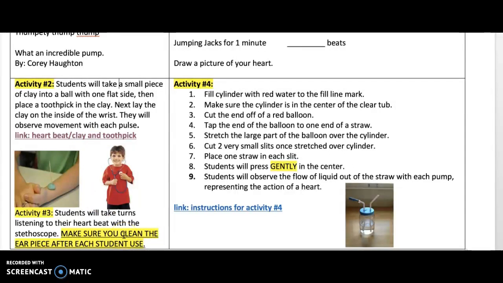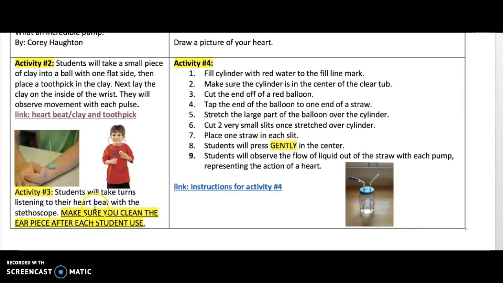Activity 3. This is all at their table. Students will take turns listening to the heart with a stethoscope. Make sure that you clean the earpieces after each student. You can take wipes and cut them into 5 or 6 or 8 little tiny pieces to save wipes. They don't need a whole one each time.